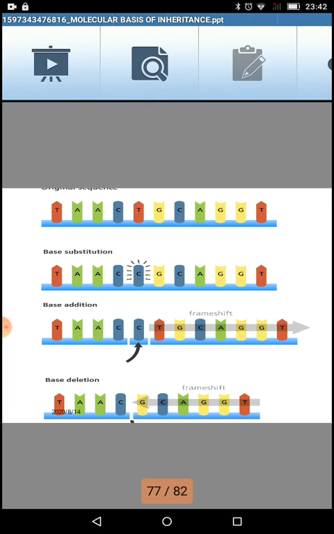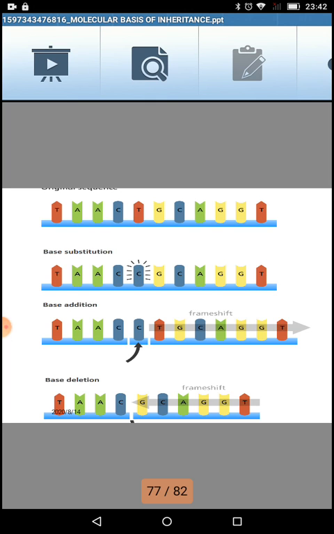Valine is going to be coded. So substitution mutation does not change the whole sequence of the amino acids. It just changes the coding of one amino acid. Now come down to the third one. Third one is base addition, or you can call it insertion.